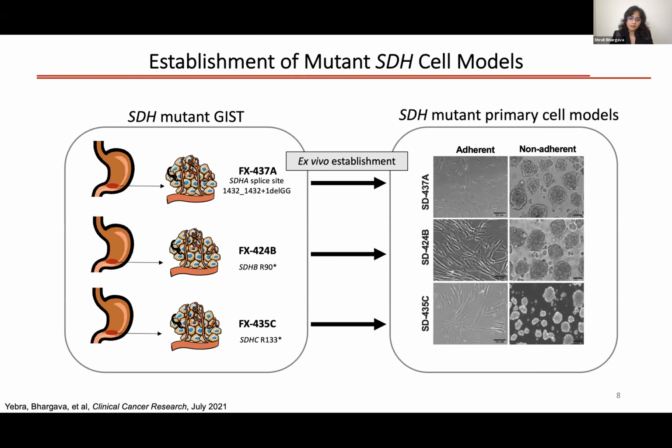So in our research, we had taken representative tumors from an SDH-A mutated tumor, an SDH-B mutated tumor, and an SDH-C mutated tumor. We then established the cells ex vivo in a tumor dish, where they can grow both as a 2D layer, now termed adherent culture, and in a floating condition, now termed non-adherent condition.